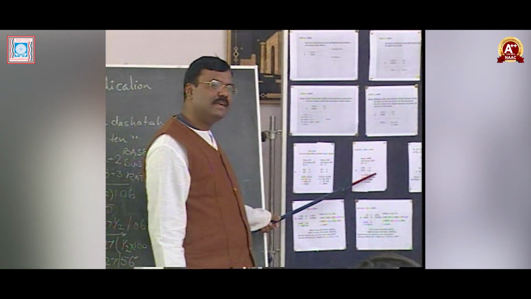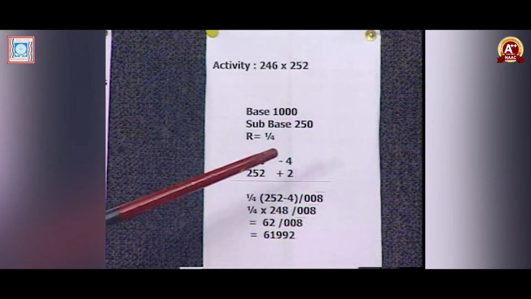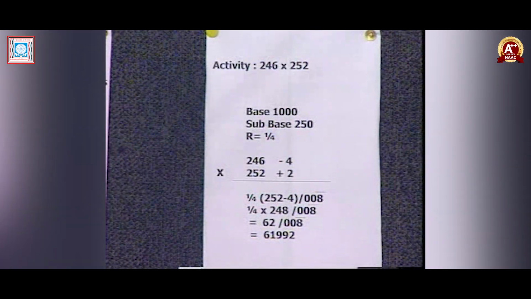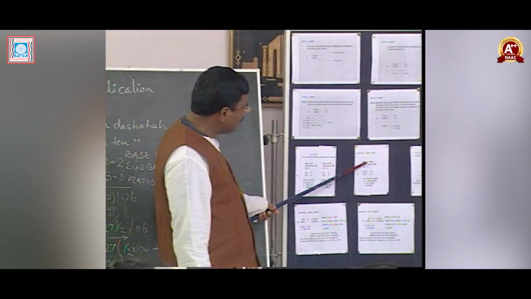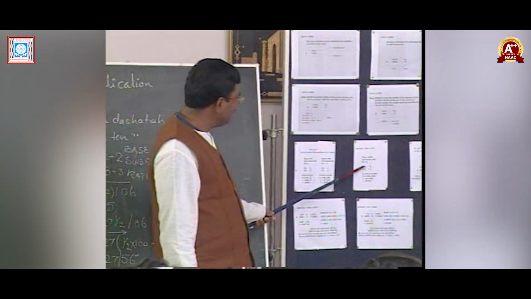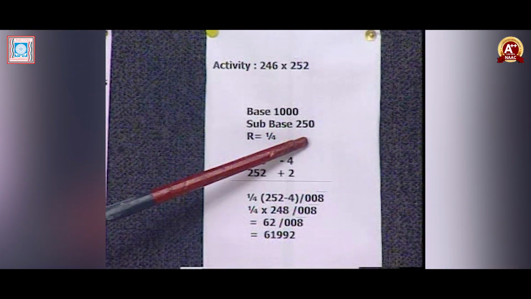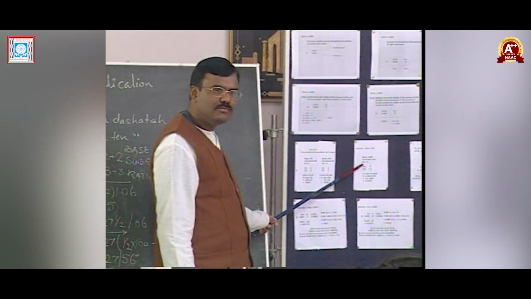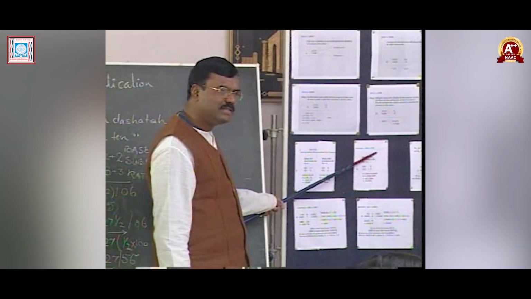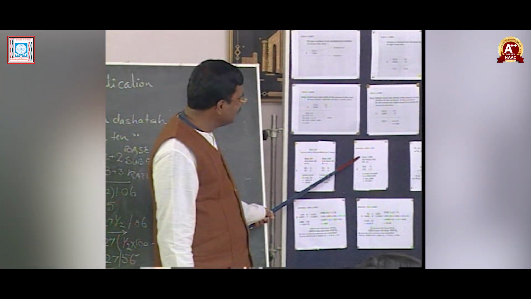Suppose if you got 246 multiplied by 252, are they near to 200 or near to 300? It is in between 200 and 300. Yes, in this case you have to take the base as 1000, because it is a quarter of 1000. If base is 1000, sub base is 250, you will get the 1/4. For that reason, in the case of such numbers, you try to select the suitable base.